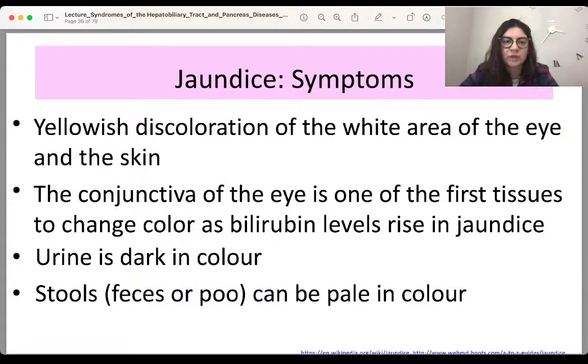Clinical symptoms of jaundice. Yellowish discoloration of the white area of the eye and the skin. The conjunctiva of the eye is one of the first tissues to change color as bilirubin levels rise in jaundice. Usually it is the earliest one, because changes of skin are not very visible or not visible at all, but we can find yellow color of sclera. In some types, you remember from the mechanism, urine is dark in color and stools or feces can be pale in color. Both last symptoms are typical for obstructive jaundice.